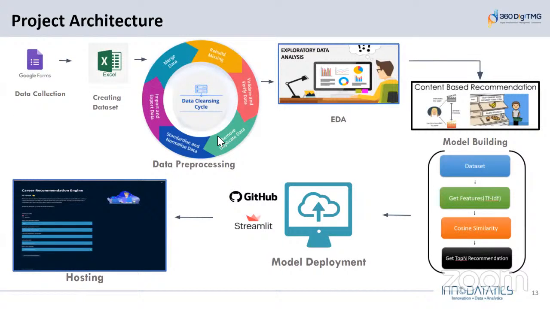Thank you, Arun. Now we look into project architecture. Here you see the different stages used to build the best model, such as data collection, creating data set, data pre-processing, EDA, model building, model deployment, and hosting.